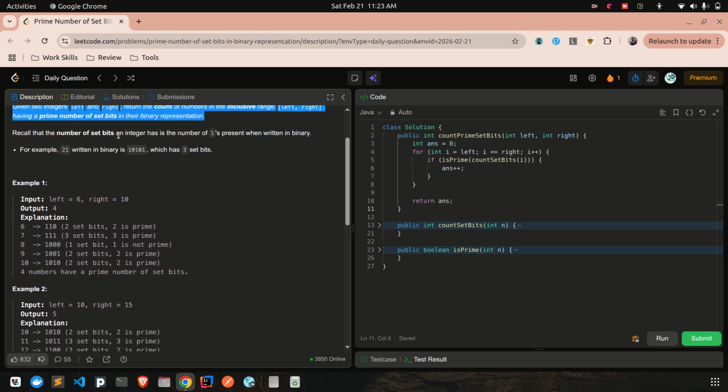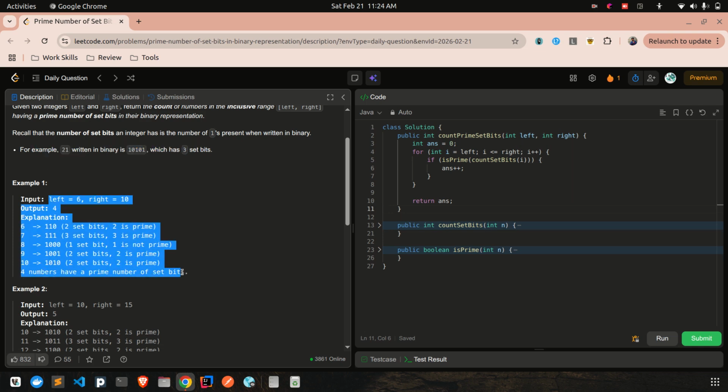Recall that the number of set bits an integer has is the number of ones present when it is written in binary. For example, 21 written in binary is 10101, which has 3 ones in it, so the total number of set bits we have is 3. Now let's look at the first example.